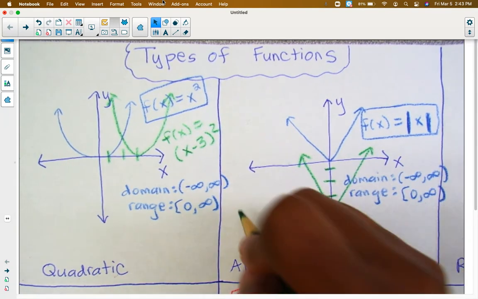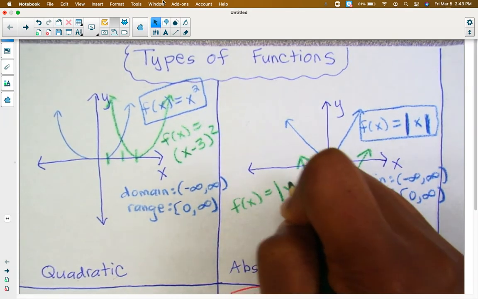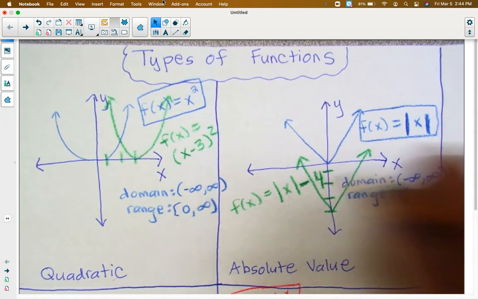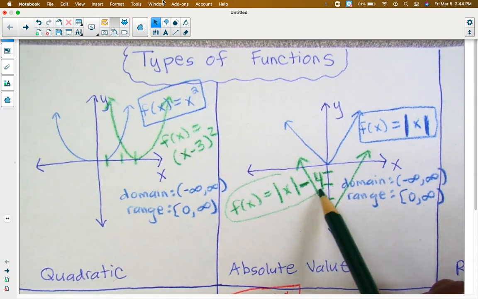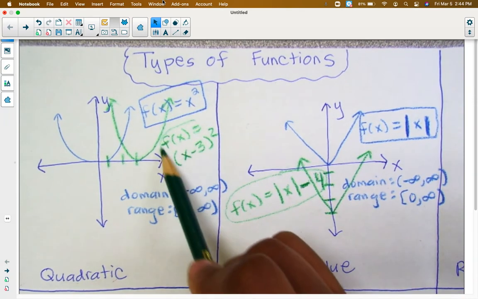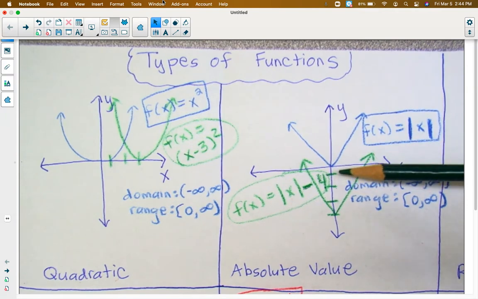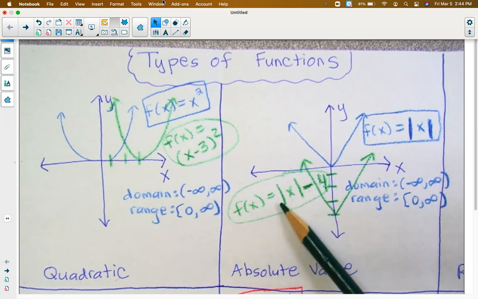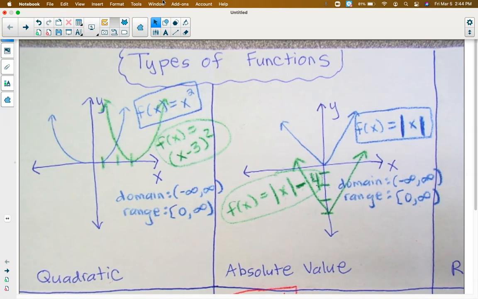So my equation for that would be f of x equals the absolute value of x, minus 4. So my parent function is the one in the blue, and I slid it down 4 spaces. If you're doing a plus or minus, you add that on the outside. So this is the absolute value of x minus 4. So this is the absolute value function.